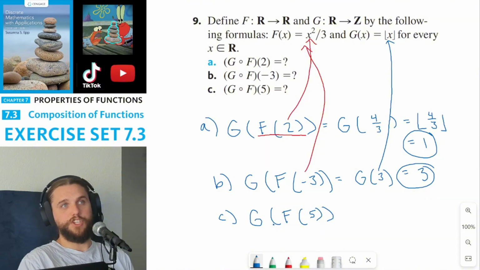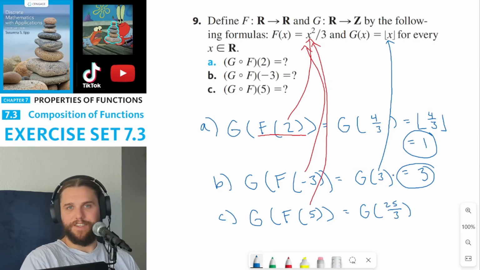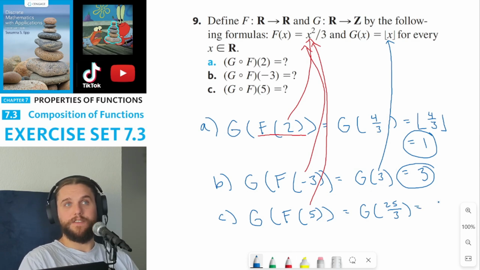Part C is g of f of 5. 5 squared over 3 is 25/3. And by the way, 24/3 is 8. So this is like 8.333. And if you round that down, that rounds down to 8.